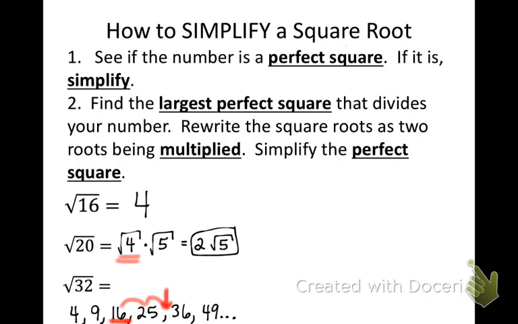So, we're going to use 16, and we're going to rewrite our radical as the square root of 16 times the square root of, now ask yourself, 16 times what is 32? Well, that would be 2. Now we're going to simplify the square root of 16, and we get 4 square root 2. And we're done.